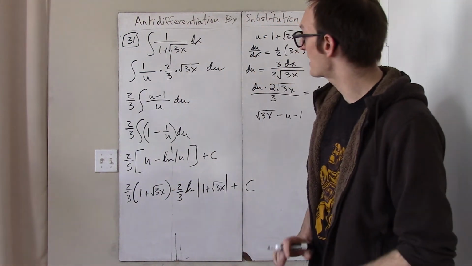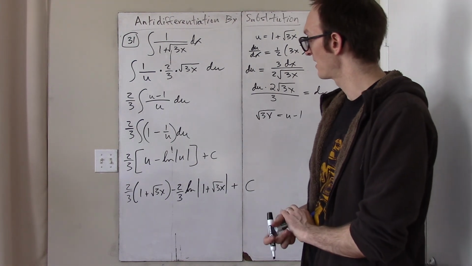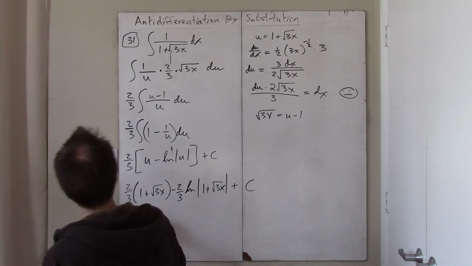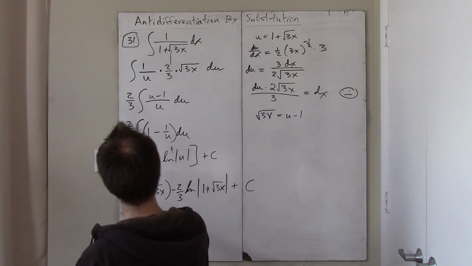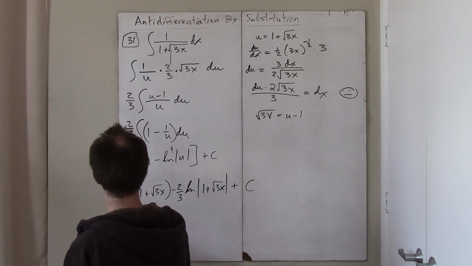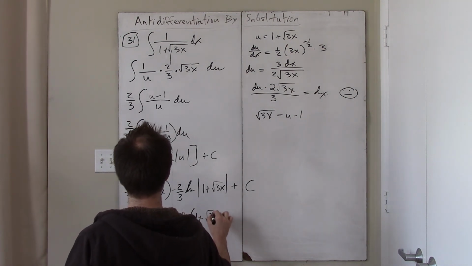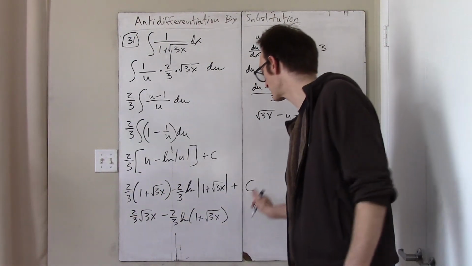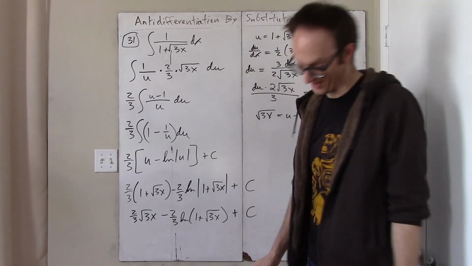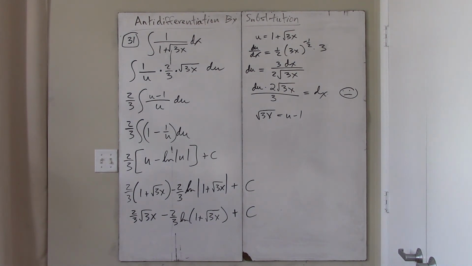The last thing I'll say is that if you type this into a computer online, you won't get this. What computer engines will do is distribute this 2/3, and they'll get 2/3 root 3x minus 2/3 ln of 1 plus root 3x. But then notice there's just an extra 2/3 here, but the c is just c, so they'll just do that, if that makes any sense. Constants can be blown off. So either of those two answers is totally fine.